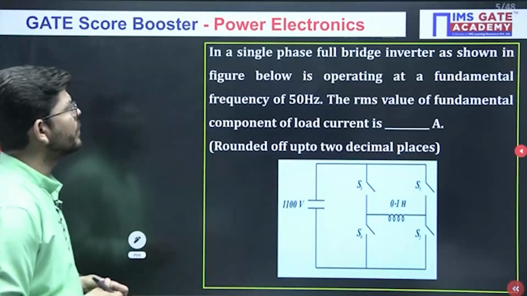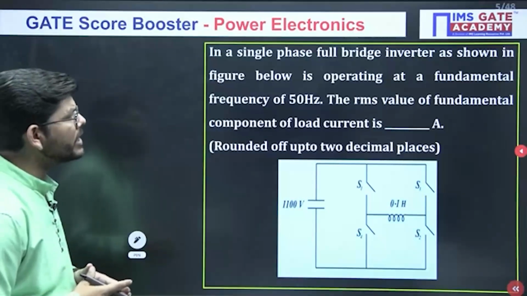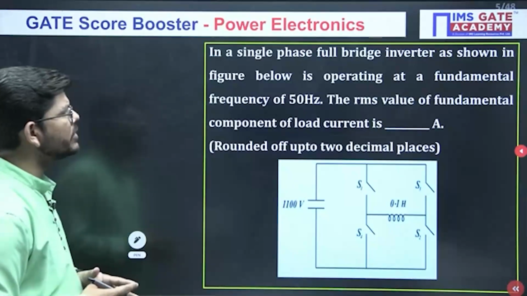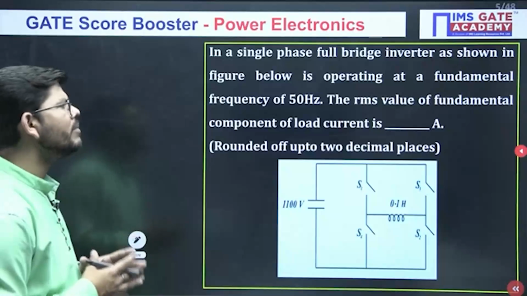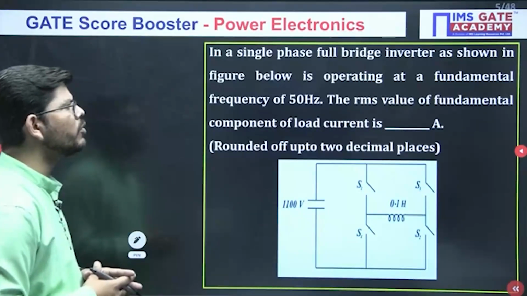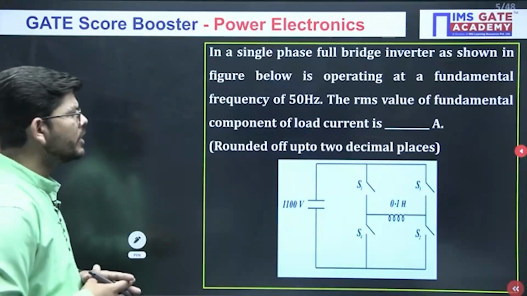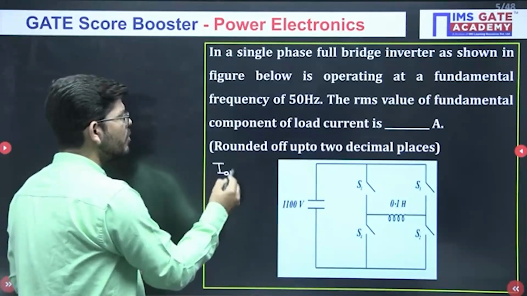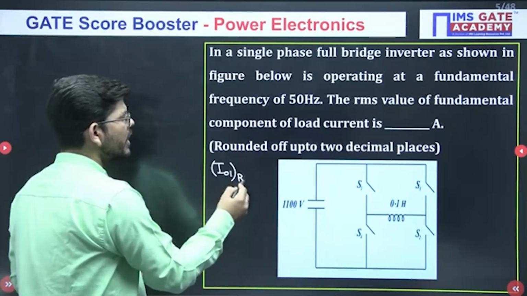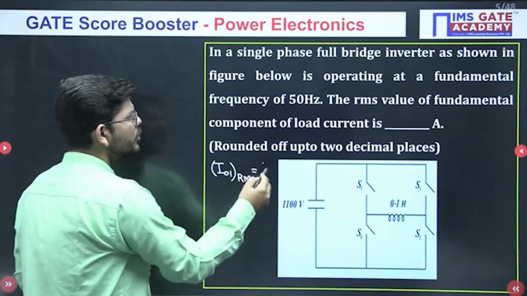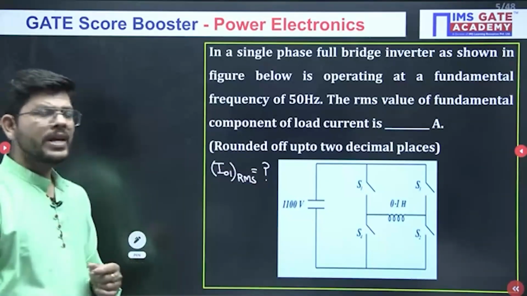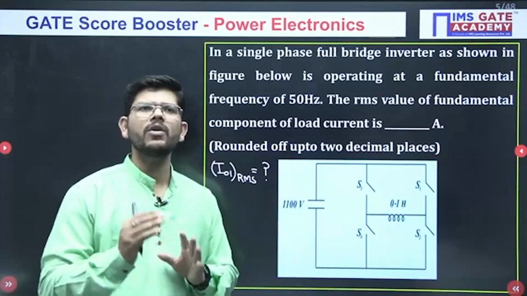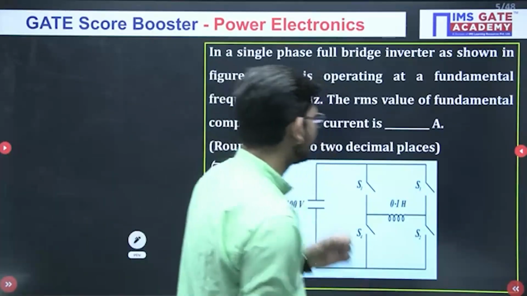Just see this question. A single phase full bridge inverter, as shown in the figure below, is operating at a fundamental frequency of 50 Hz. The RMS value of fundamental component of load current will be. You have to calculate what will be the RMS component of fundamental output current. This is the full bridge circuit given to you. Load is purely inductive, so it will be maintaining constant current. We can assume like this.